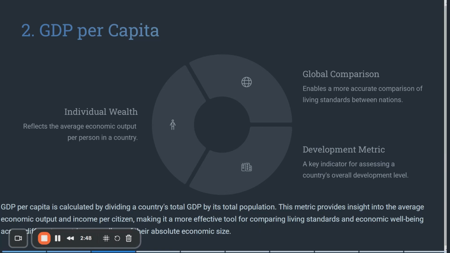This metric provides insights into the average economic output and income per citizen, making it a more effective tool for comparing living standards and economic well-being, according to the country's economic size divided by its population. So we get the real picture of how much a country's citizens really earn.